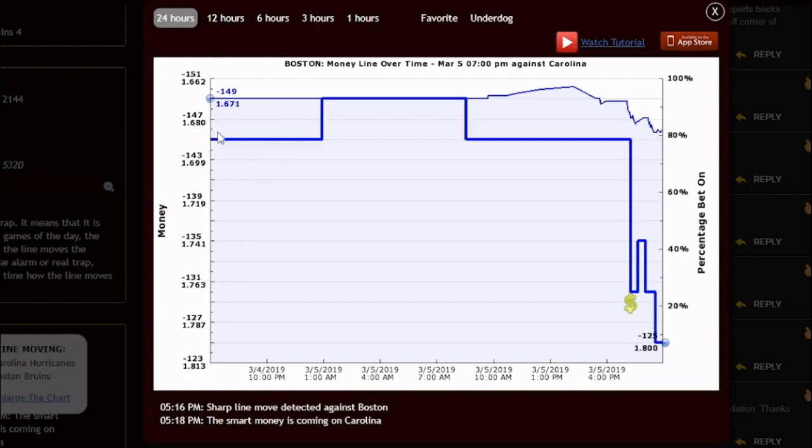And later that day, despite the fact that almost 80% or even more of the public bettors were betting on the Boston money line, the line actually moved down into Carolina direction. So as you can see, there is a sharp line move detected against Boston, and the smart money is coming on Carolina. I can make a conclusion that smart bettors are not trusting Boston to have an easy win in this game. So they're putting their money on Carolina spread because Carolina is underdogs, so they're going to bet Carolina plus 1.5. They're expecting that this game is probably going to go into overtime or be decided by one goal.